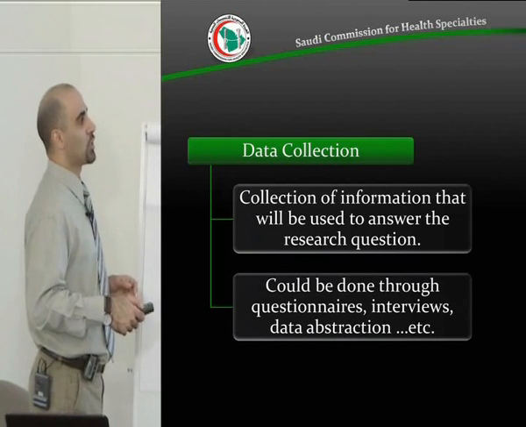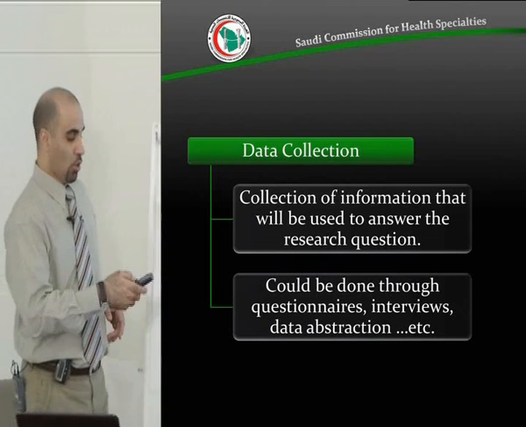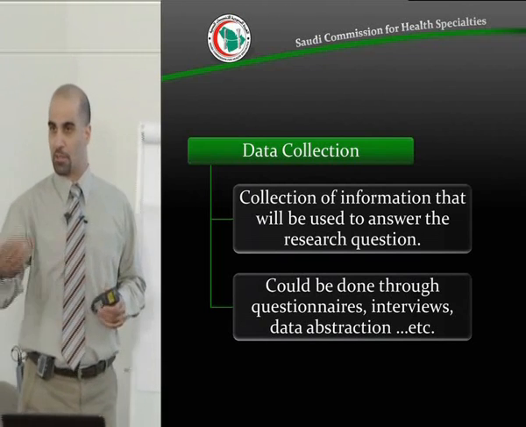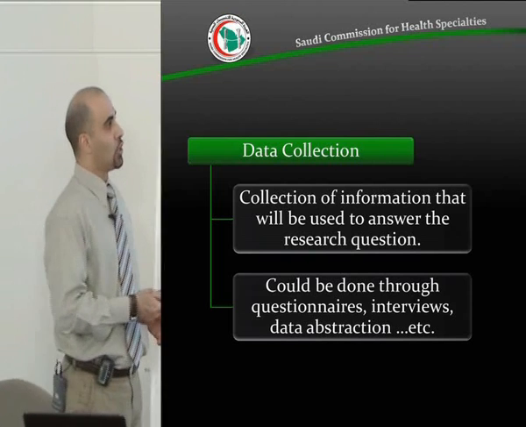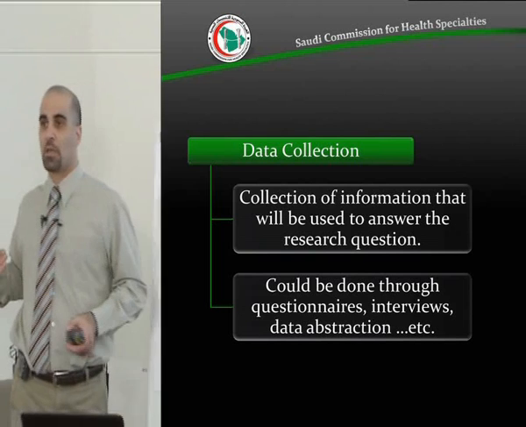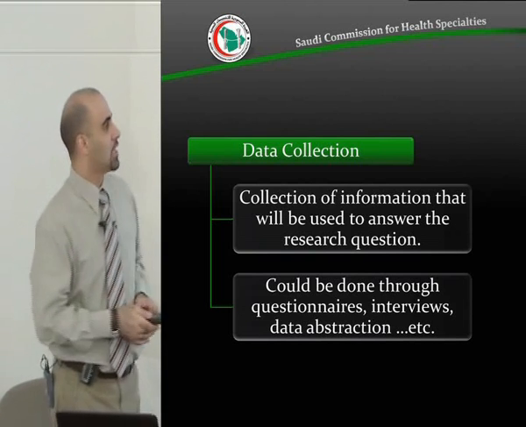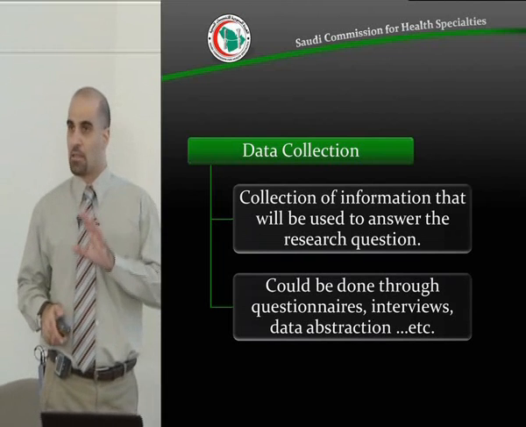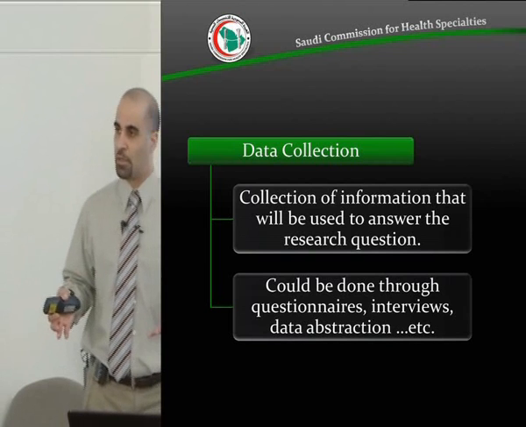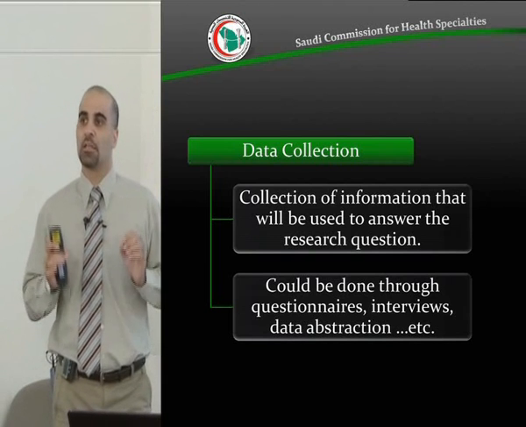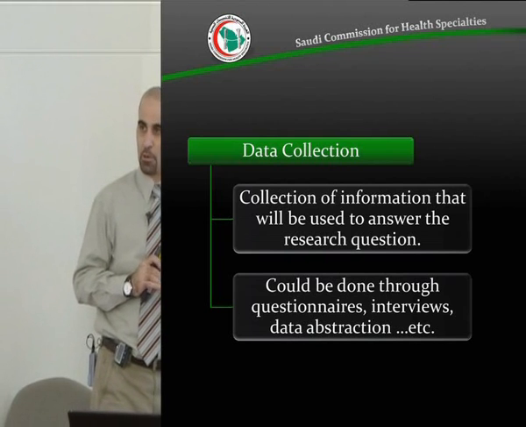Now, it could be done through questionnaires. You can give questionnaires to people. They will fill them up and give them back to you. Or you can do interviews. You can sit in front of somebody and ask them questions, and they will answer, and you will write. You can do it by data abstraction. You can go back to the medical records and get information from the charts. So there are so many different ways. The objective here is not to talk about what the ways are and how it is done, as much as to establish that there are so many different ways to collect information, okay?